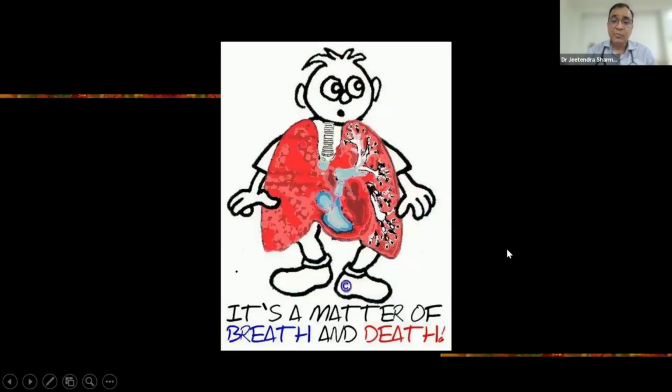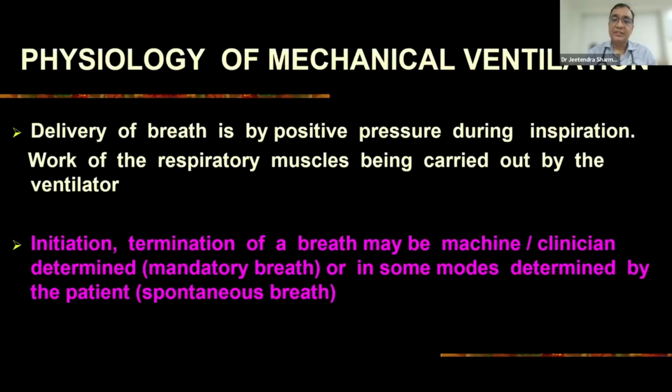As we know, when we talk about ventilation, the major part is life support. The ventilator is like a life support. It's a matter of breath and death most of the time. And of course, certain diseases are treated with ventilation. So that's why the decision to ventilate the patient is mostly clinical.